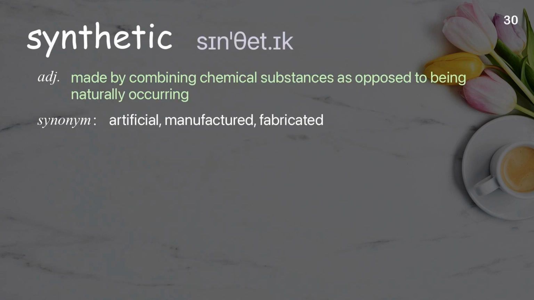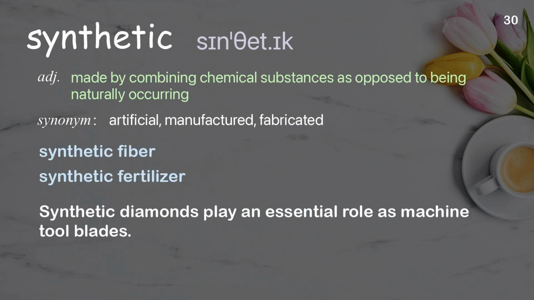Synthetic. Made by combining chemical substances as opposed to being naturally occurring. Examples: Synthetic fiber. Synthetic fertilizer. Synthetic diamonds play an essential role as machine tool blades.